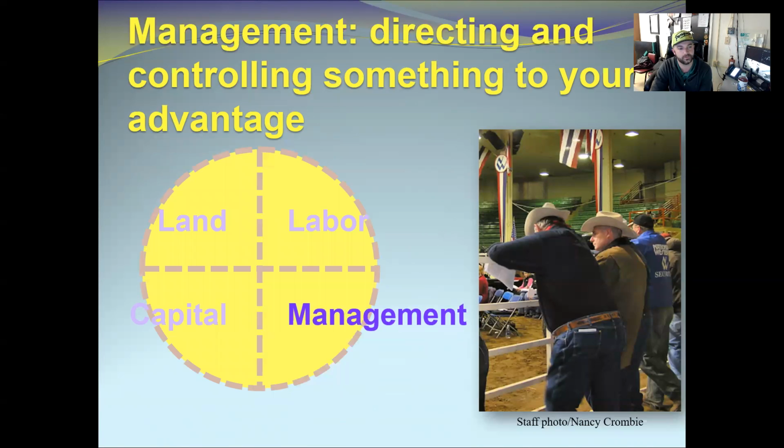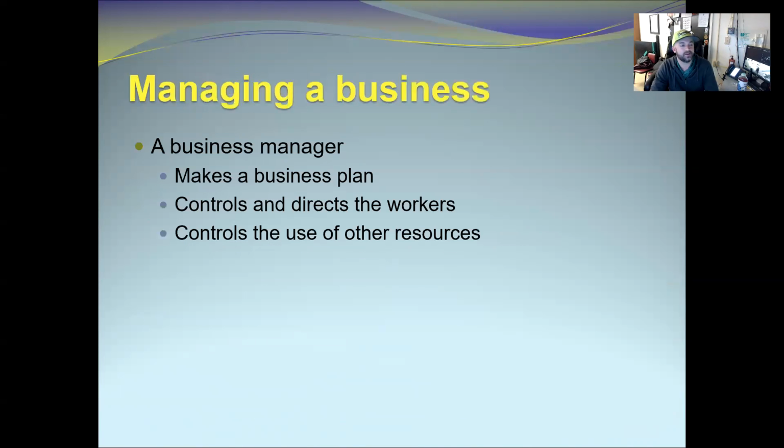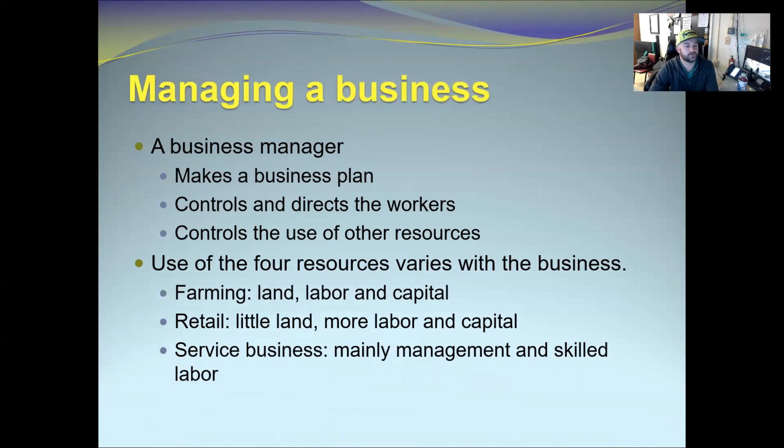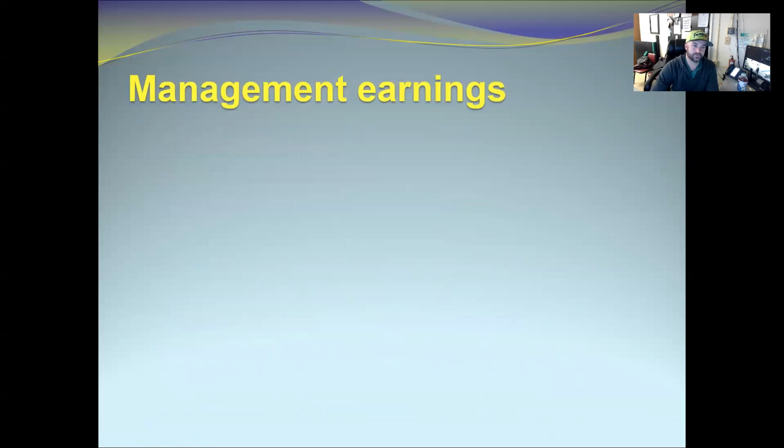The last one here is management. Managing a business, you need a business manager who makes a business plan, controls and directs the workers, and controls the use of other resources. Use of the four resources varies with the business. Farming would be land, labor, and capital. Retail would be little land, more labor and capital. A service business would be mainly management and skilled labor.